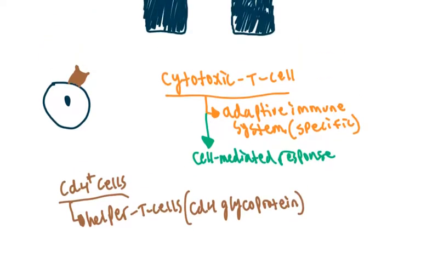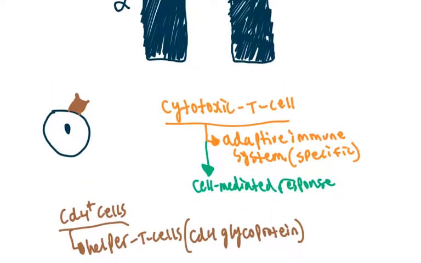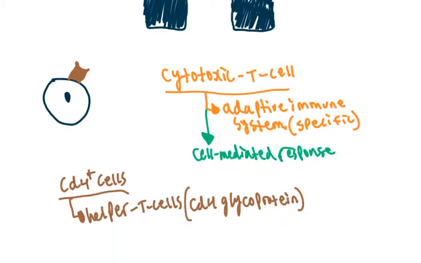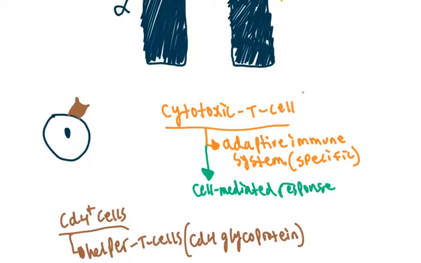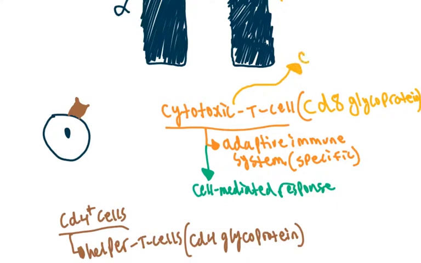The same thing goes with cytotoxic T cells: they also have a glycoprotein on the surface of their membrane, but it's not a CD4. It's called a CD8 glycoprotein. And because they have a CD8 glycoprotein, cytotoxic T cells are also called CD8 positive white blood cells.